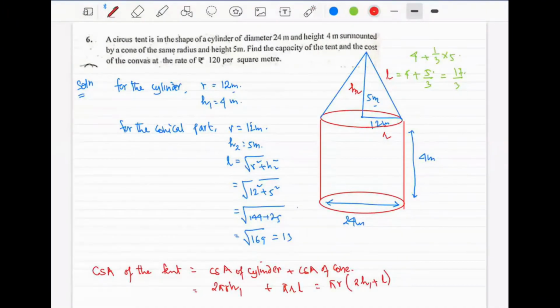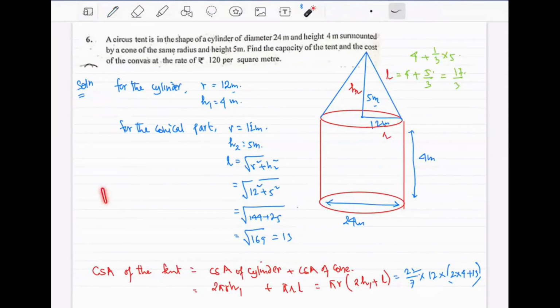Time to put in the value. So we have got 22 by 7 into the radius is 12, 2 into H1 is how much? H1 is 4. Right. Then L is how much? 13. Okay, you copy up to here. We will continue the calculation further.